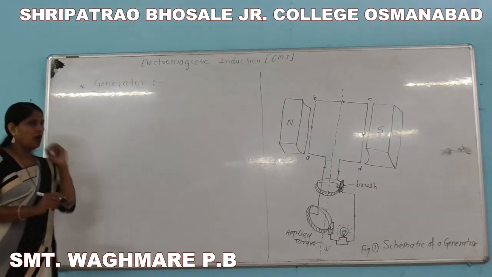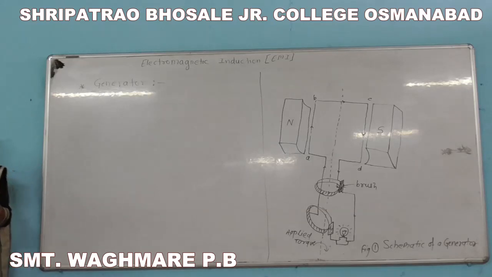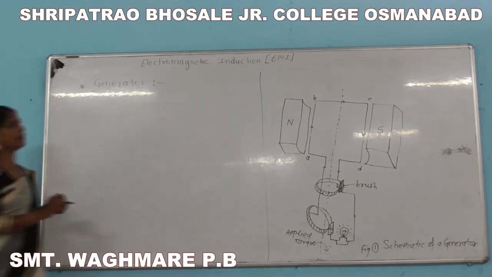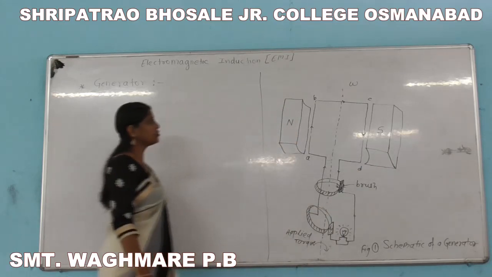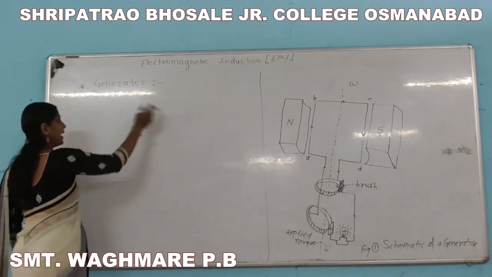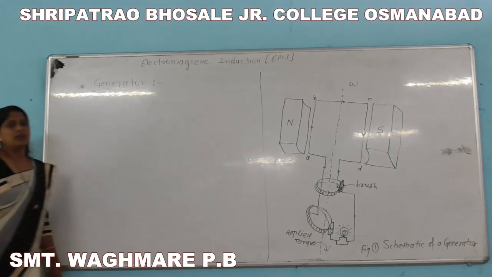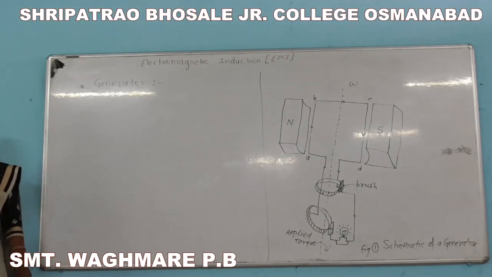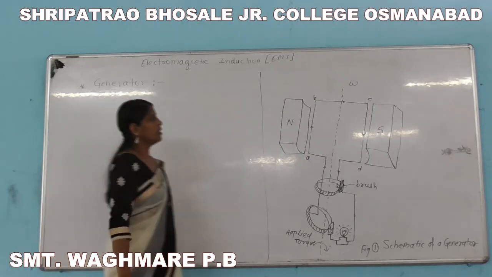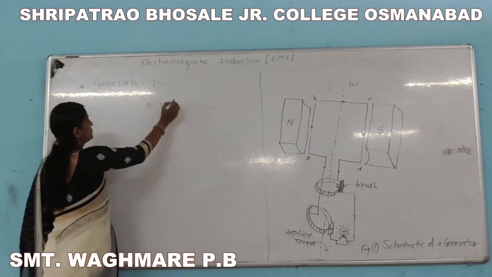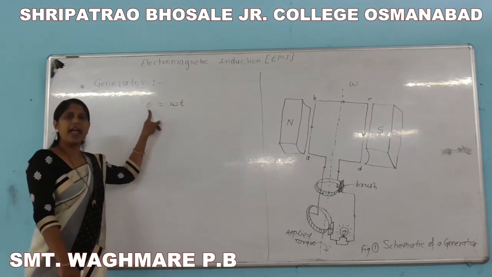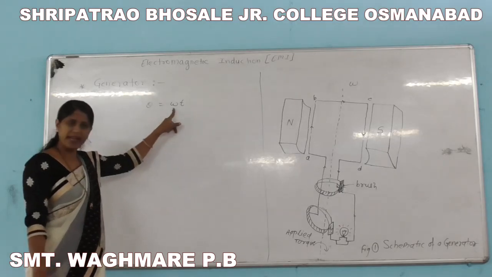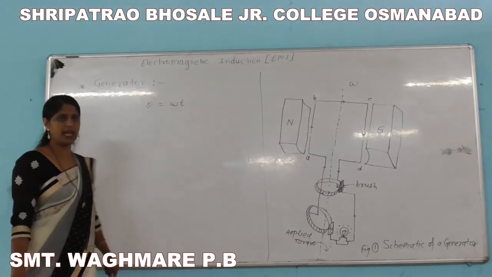Now we know that the coil is rotating with constant angular velocity. Omega is the angular velocity of the coil, and we know that theta is equal to omega into t. Theta is the angular displacement of the coil, omega is the angular velocity, and t is the time.